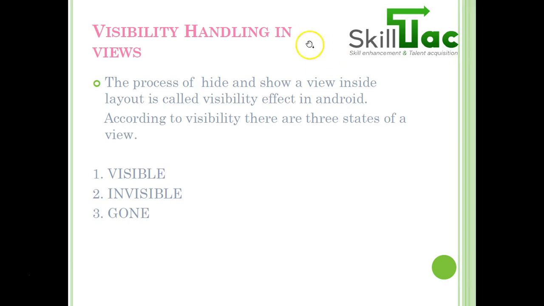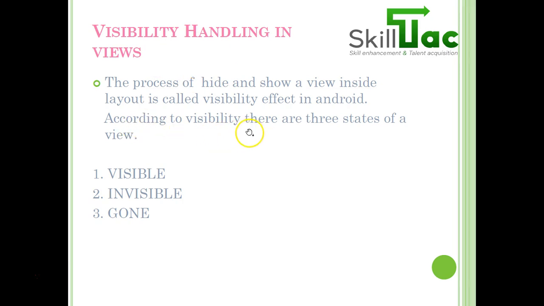The first slide is visibility handling in the views. If we read out the definition, it says the process of hiding and showing a view inside a layout is called the visibility effect in Android. So if you want to hide a view for a certain time while creating your page or writing code, how do you do that. If you want to show it afterwards, that is basically covered in visibility handling.